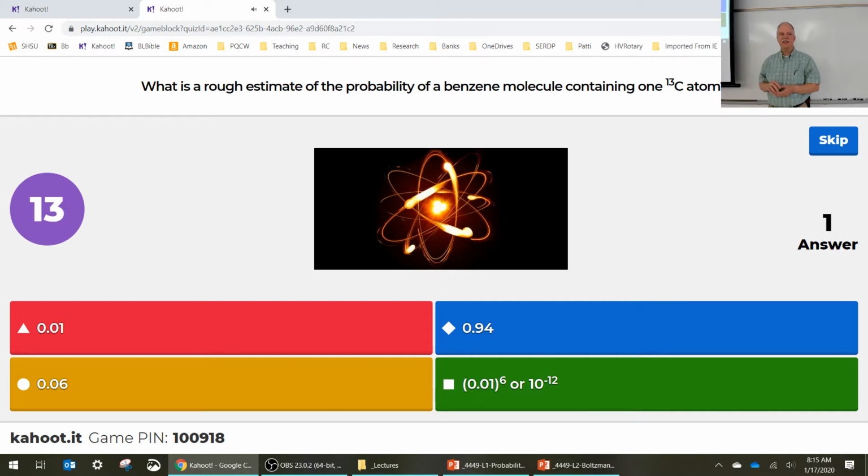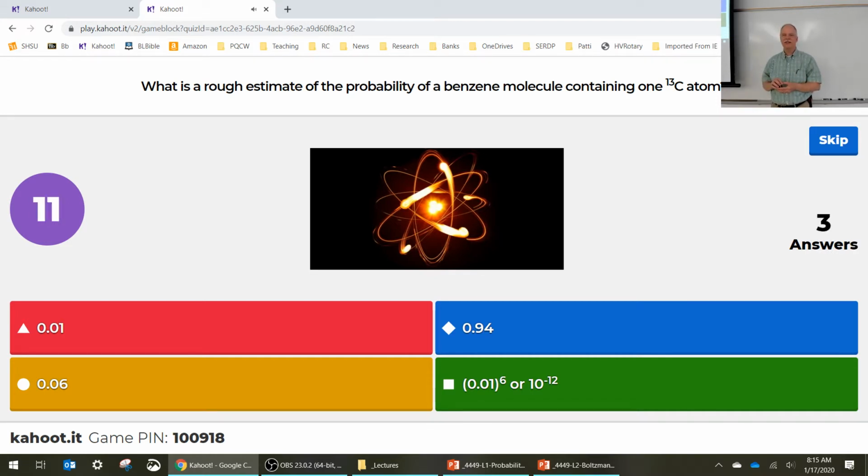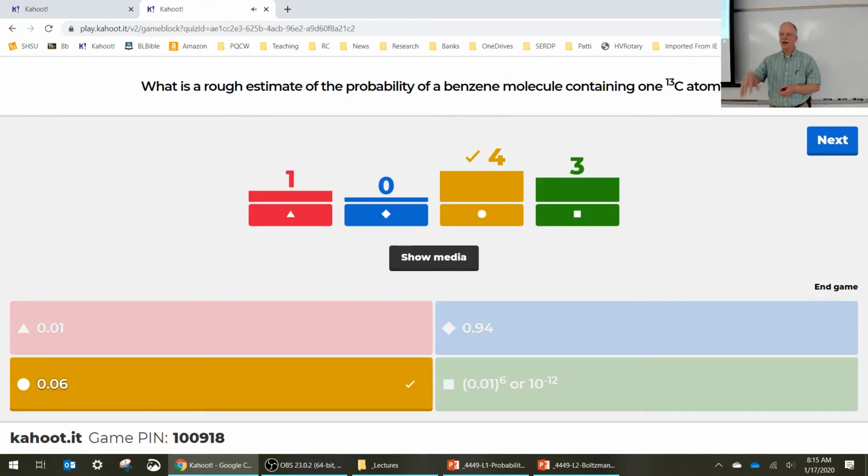And so this is testing your knowledge. We haven't covered this yet. I want to see how you think through it. How many carbon atoms do you have? 6. And so now you're reaching into the bag and you're pulling out 6 atoms. Okay? So you have 6 chances to pull a carbon-13.